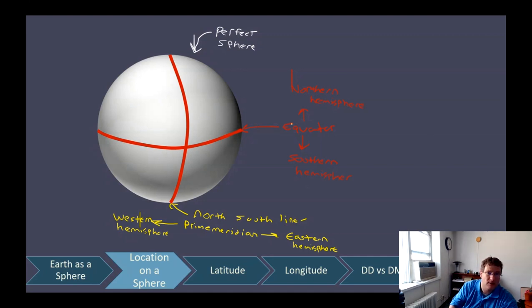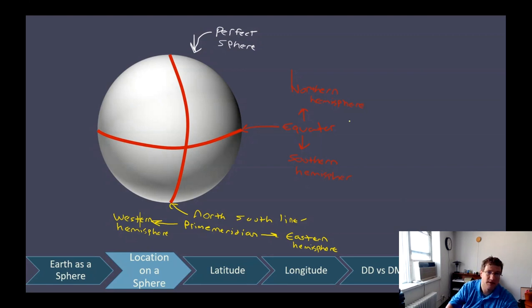It turns out that these reference lines, the equator and the prime meridian, play a crucial role in being able to take it a step further and actually narrow down our location precisely. So what we're going to do is talk about how we can do that using angles. Let's focus first on the equator.